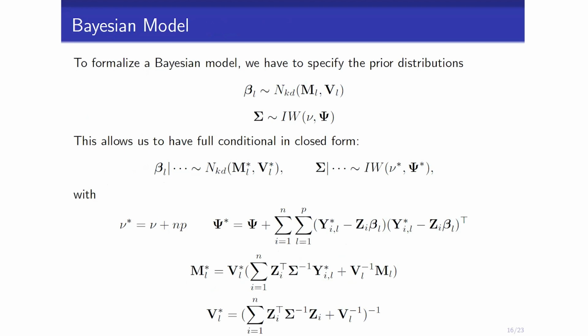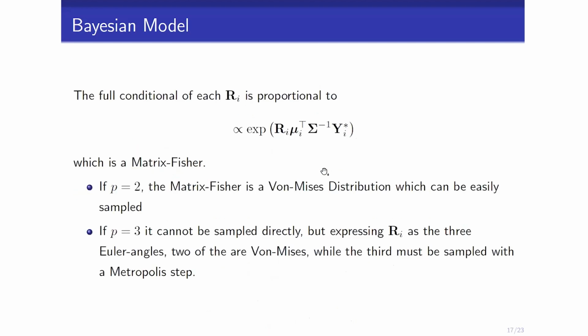So the full conditionals of beta and sigma are just the same full conditionals that you would have in a regression model. This is just normal, so standard full conditionals. The vector of regressors is still normal, sigma is still inverse Wishart. We also have to find the full conditional of the rotation matrix, one for each observation, and this must again be matrix Fisher distributed with different parameters.